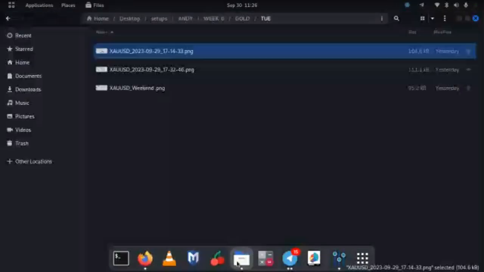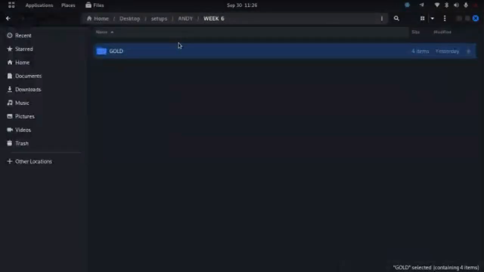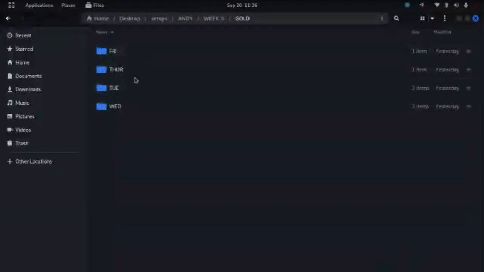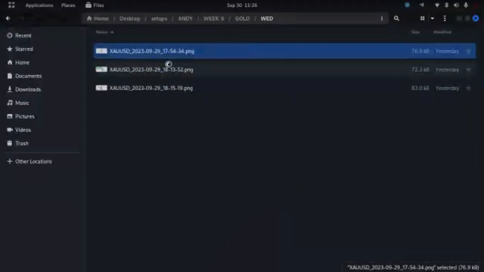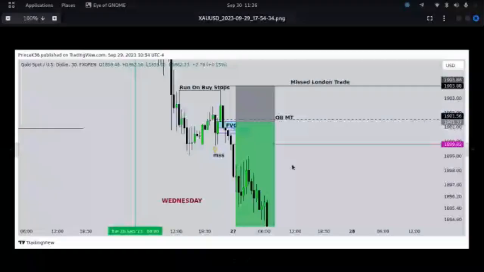But it hit hard. I remember I shared this setup in the group where they didn't tap me in, but I gave these markets a revenge. So, Wednesday, this was my initial setup.